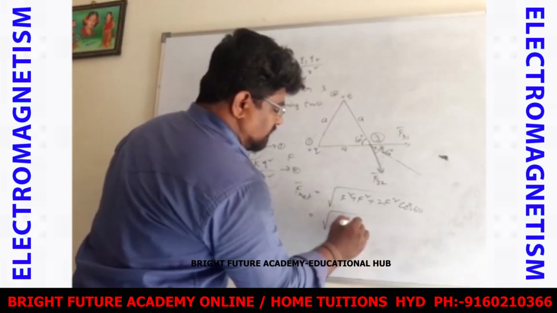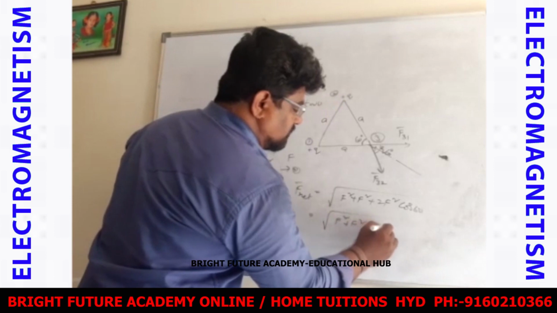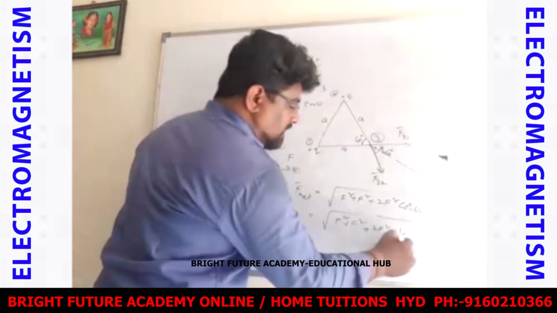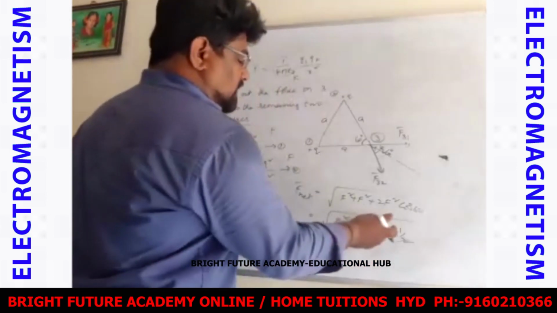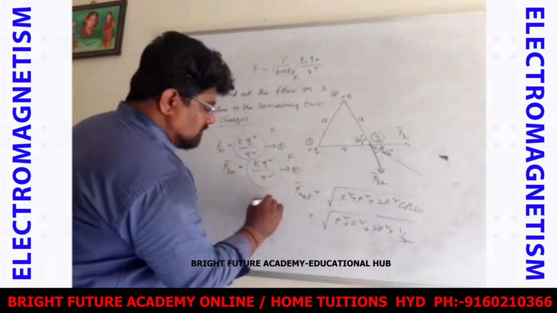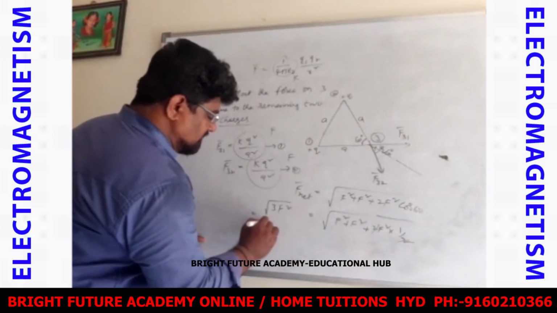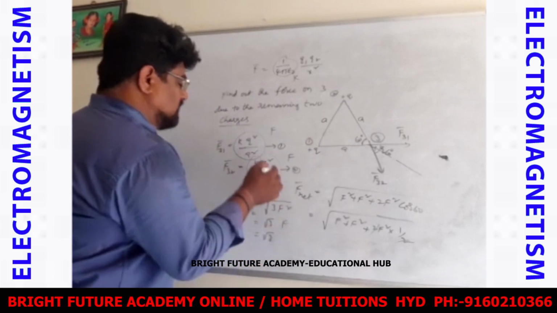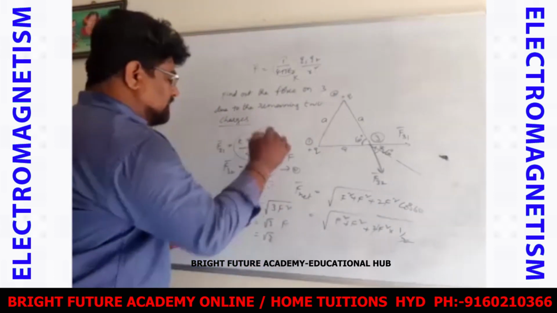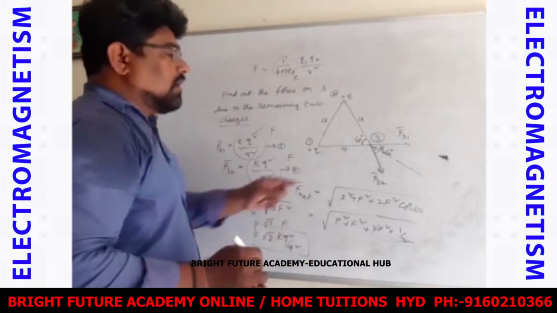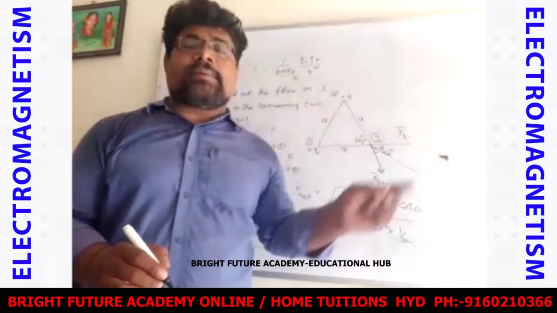Then how much do we obtain? F square plus F square plus 2F square into, we know the value of cos 60 degrees is 1 by 2. The 2 gets cancelled. What remains here? F square plus F square plus F square, which is root over 3F square, which means root 3 into F. What is the value of F? KQ square by A square. So this is the net force on any one charge due to the remaining two.